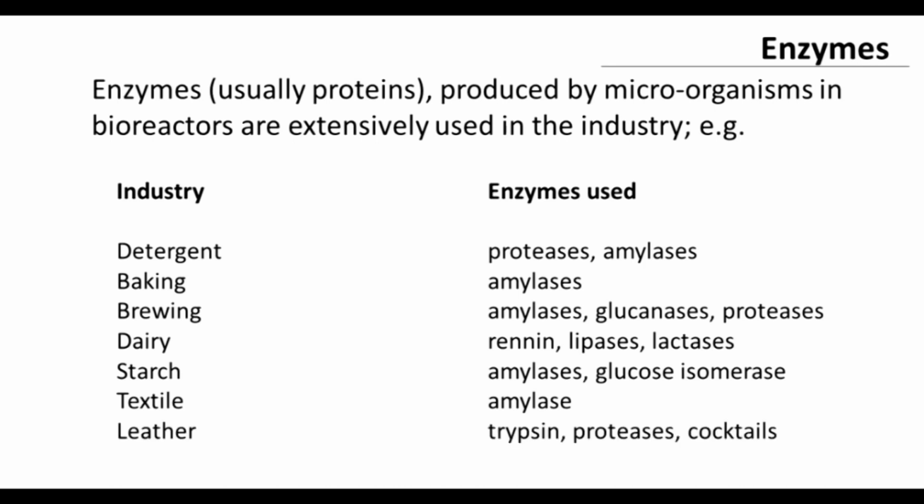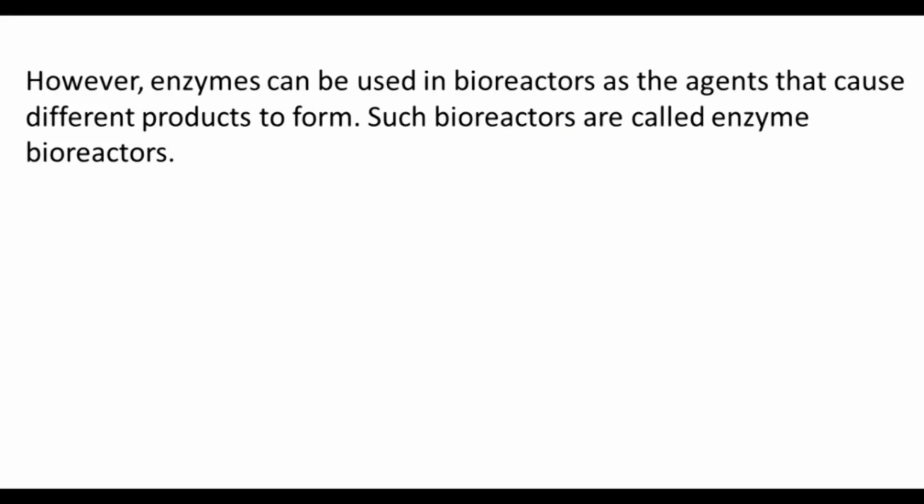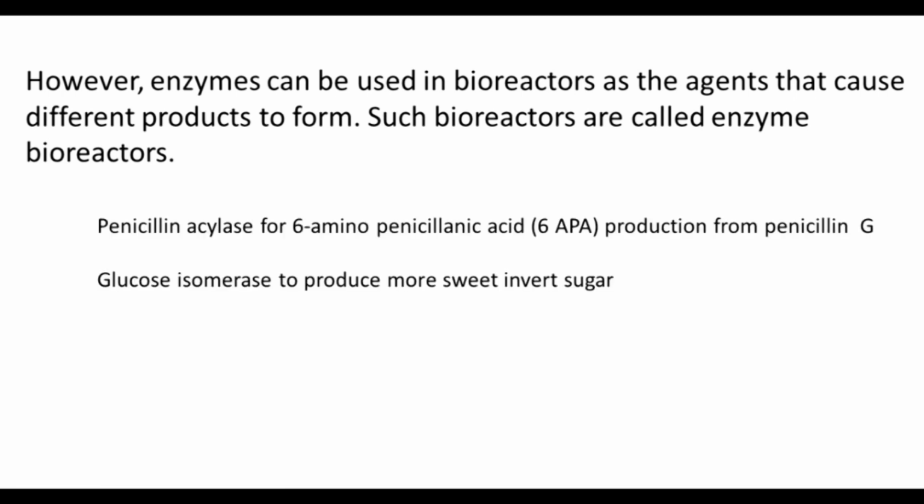Textile industry, amylase. Leather industry, trypsin, proteases, and cocktails of enzymes could be used. Mixtures of enzymes could be used in the leather industry. Pharmaceuticals, trypsin, and that is just examples of the use of enzymes in the industry. As was mentioned previously, enzymes can be used in the bioreactors as the agents that cause different products to form. And there is a special name for that bioreactor.